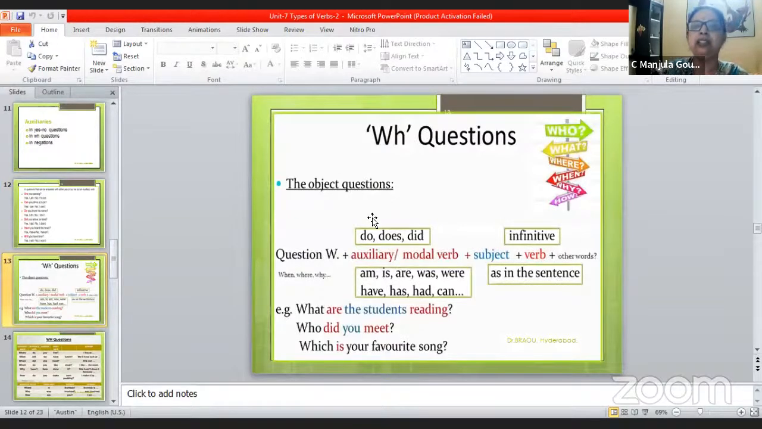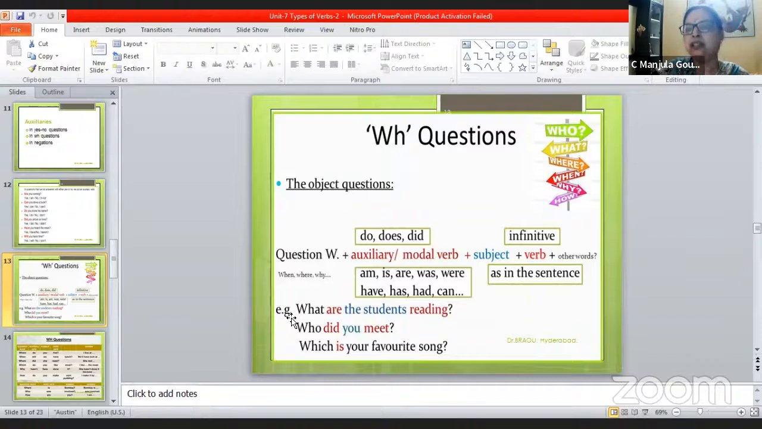Now let us look at WH questions. I hope this is clear here. You have these signboards over here: who, what, where, when, why, and how. These are called the questioning words. And plus the auxiliary or the modal verb plus subject plus verb is how the sentence formation is done.